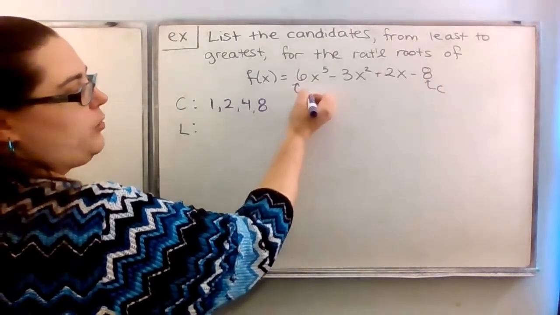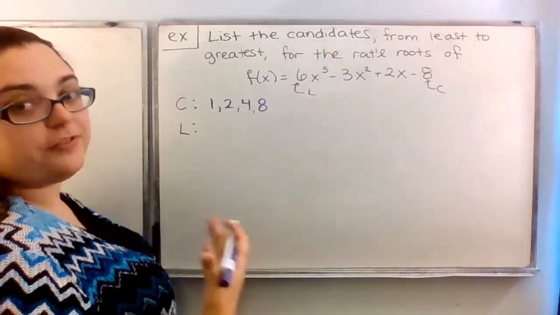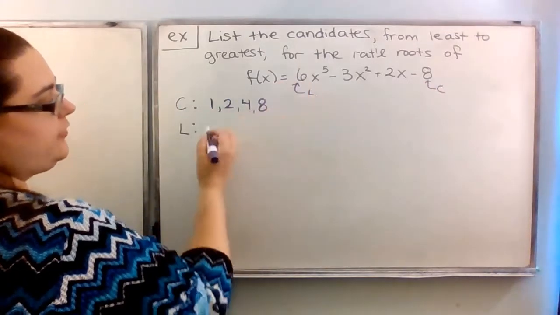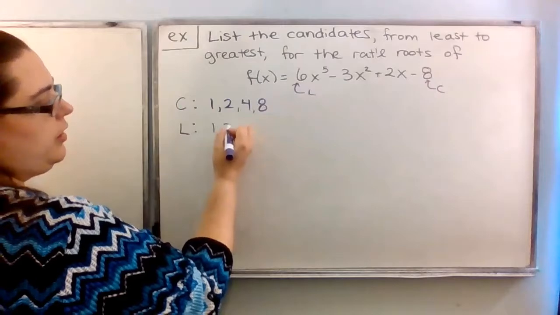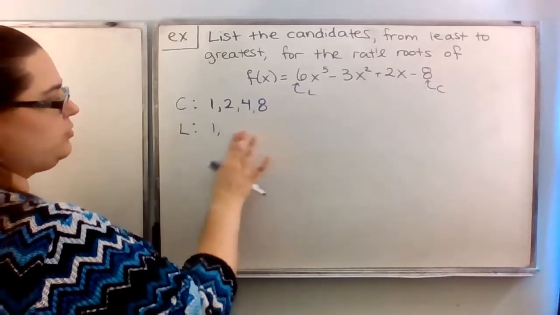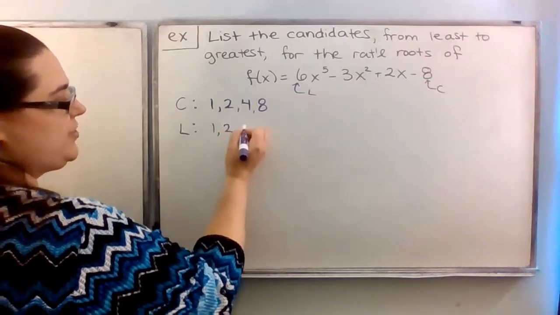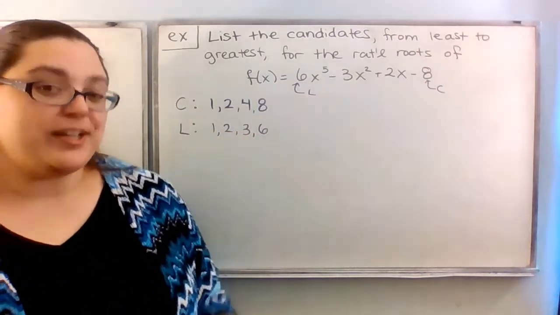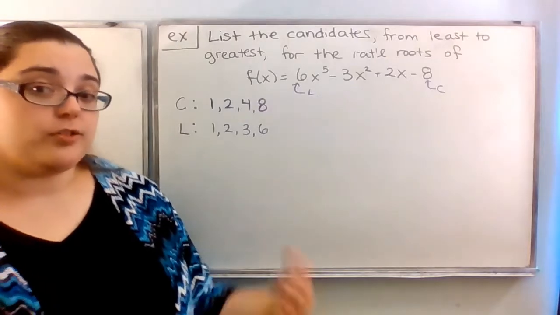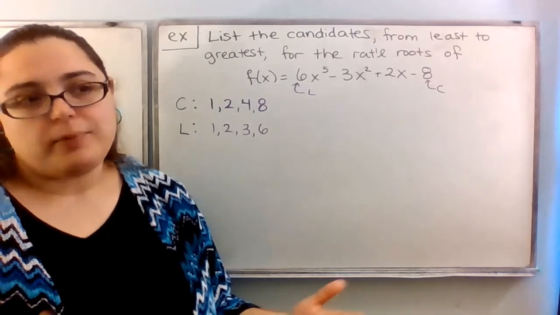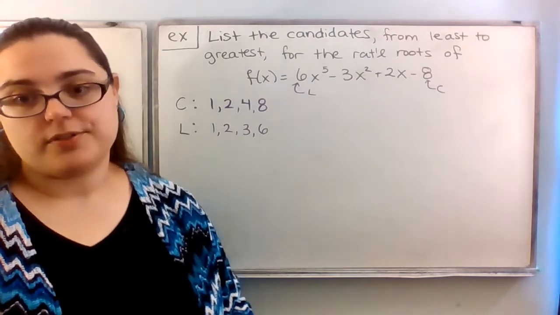And then this is where we're going to get the L values from, factors of 6. So our leading coefficient is 6, and factors of 6 are 1, 3, and 6. Oh, and 2. How did I leave out 2? Goodness. 1, 2, 3, and 6. So this time we have considerably more values for C and L. That means we're going to have considerably more possible candidates for rational zeros.